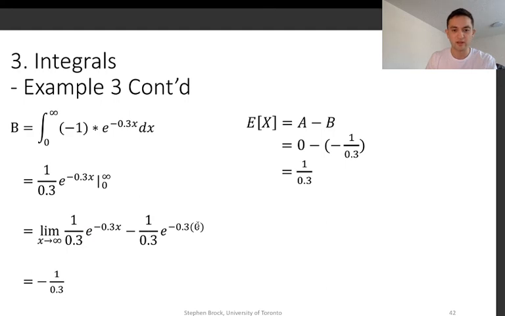And we get anything to the power of 0 is just equal to 1, so we get -1 over 0.3. And so the expected value is a minus b, which is 0 minus -1 over 0.3, which is just 1 over 0.3. If you memorize the expected value of an exponential distribution, it could come in handy just to double check your answer. You will know that this is the correct answer, and this is actually how you get that expected value. It's 1, and in general, it's 1 over the rate parameter.